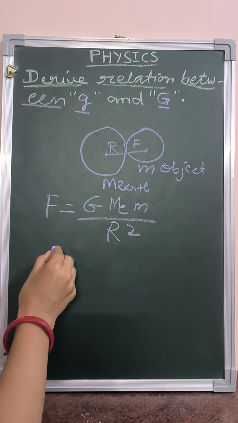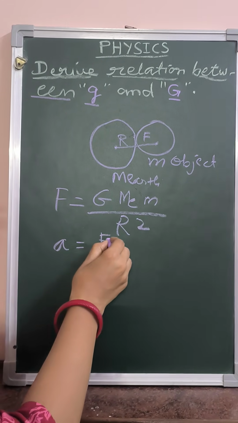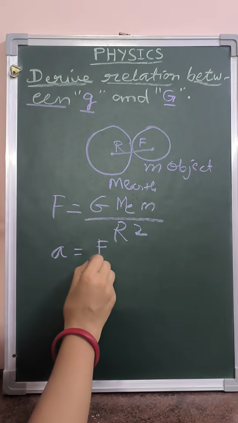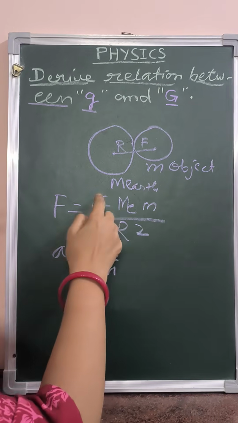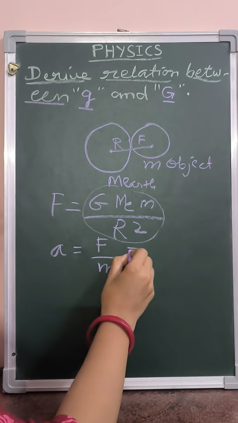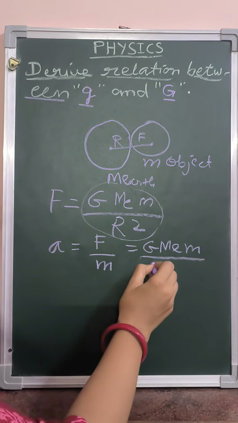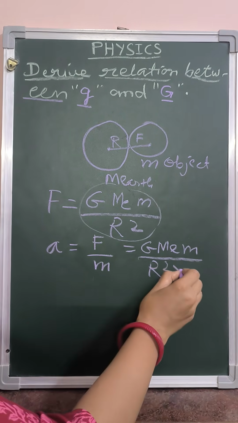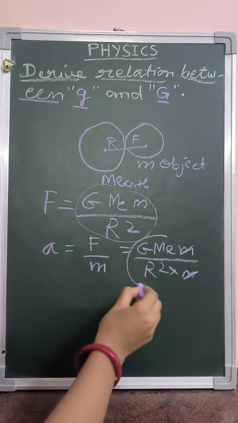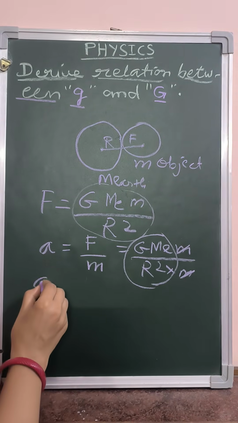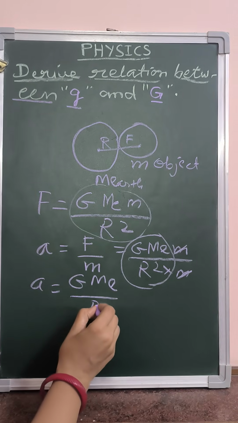And now we know that acceleration exerted on the object is the force exerted on the object divided by the mass of the body. So we know that force is this value, so we write G ME by r square and into this M. So M will get cancelled. So what are we left with? We are left with a is equal to G ME by r square.